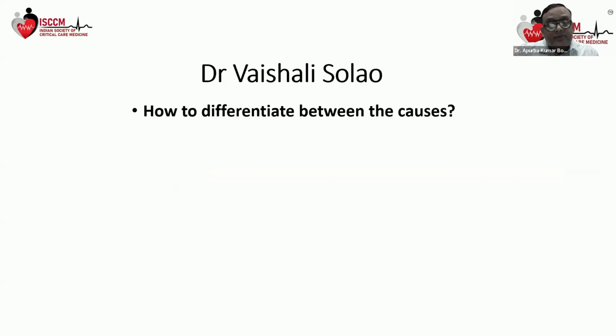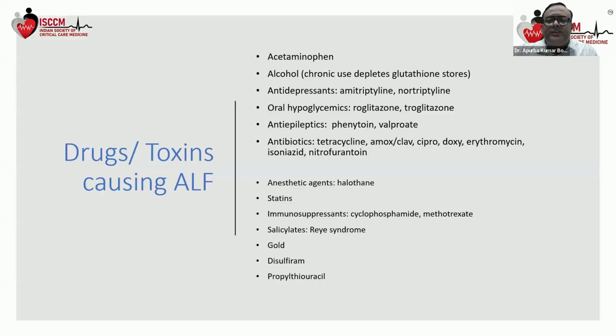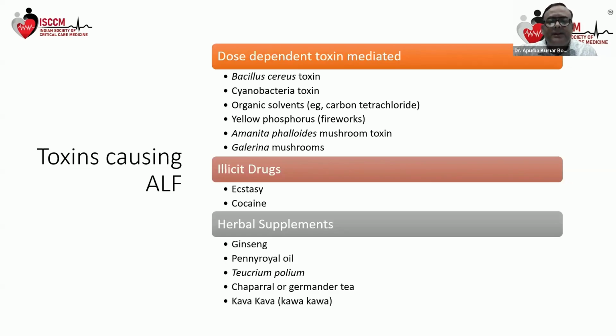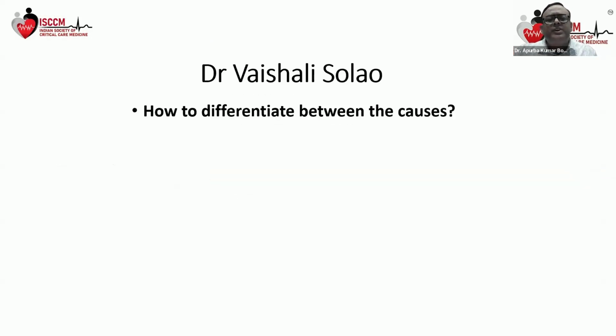And drugs and toxins, if you see, we have lots of drugs that can cause acute liver failure, like acetaminophen, alcohol, antidepressants like amitriptyline, nortriptyline. There are lots of drugs: oral hypoglycemics, anti-epileptics like phenytoin, valproate, antibiotics like tetracycline, amoxicillin, cipro, doxycycline, erythromycin, isoniazid. Anesthetic agents like halothane can again precipitate acute liver failure. But nowadays, use of halothane is very, very less. Statins, even immunosuppressants like cyclophosphamide, methotrexate, salicylate, gold, disulfiram, propylthiouracil. So there are lots of toxins you can see.